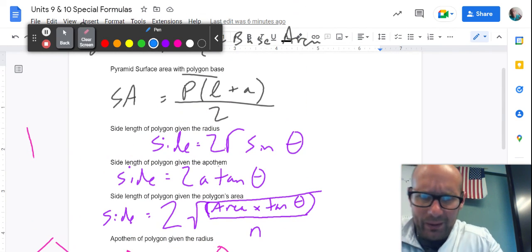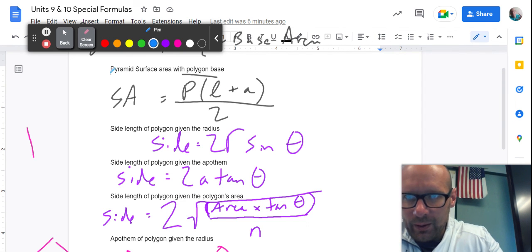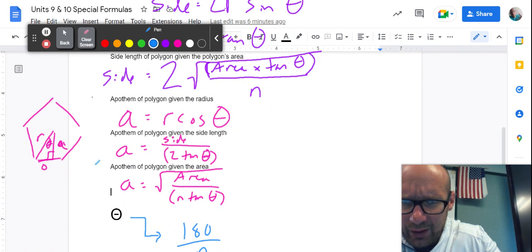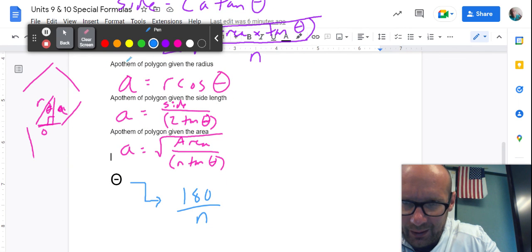Pause the video, go back if you need to. Here are our first 4 formulas right there. If you want to copy them down real quick, pause the video if you need to. And there are our last couple formulas right there with apothem and theta down here.